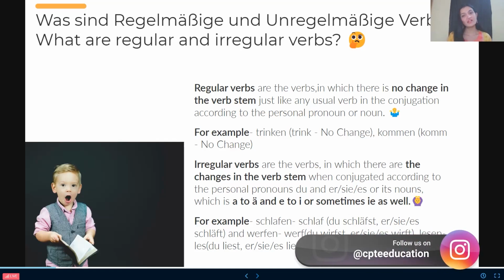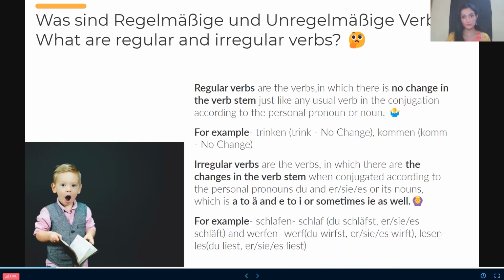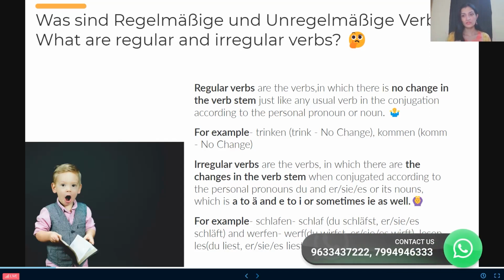A quick revision. Regular verbs are the verbs having no change in the verb stem. I mean, it's like any usual verb, just the conjugation according to personal pronoun and noun. That is it. The job is done. For example, trinken, drink, only, du trinkst, er trinkt. That is it. In kommen, komm only, du kommst, er kommt. You are coming, he, she, it is coming.